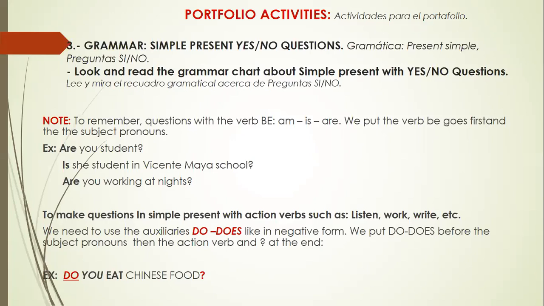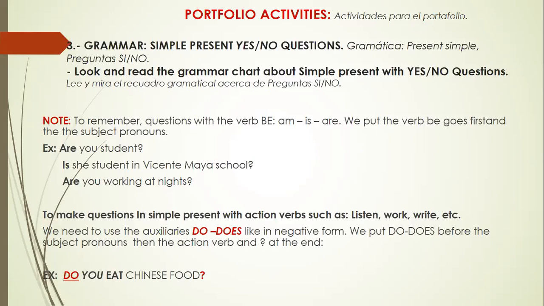So, grammar. Simple present, yes and no questions. Entonces, la gramática presente simple de preguntas con sí o no. The activity, look and read the grammar chart about the simple present with yes and no questions. Entonces, mira, como ahí está traducido, les va a ayudar para no tomar mucho tiempo. Con calma, usted lo lee, ¿ok? So here I wrote in red color this word, very important. When you find that word, cuando tú encuentras esa palabra en rojo, please, take in count, pay attention, okay? Tómala en cuenta y ponle atención.